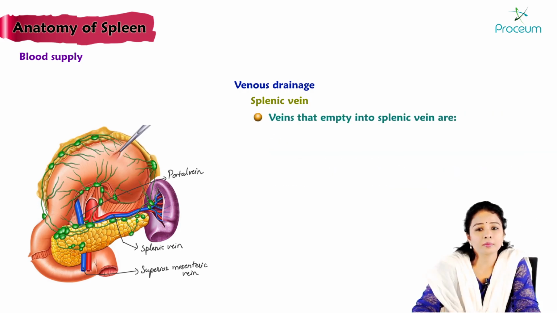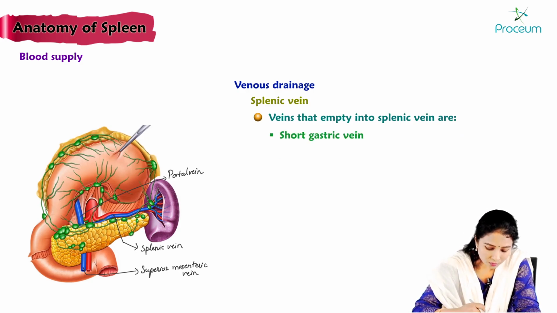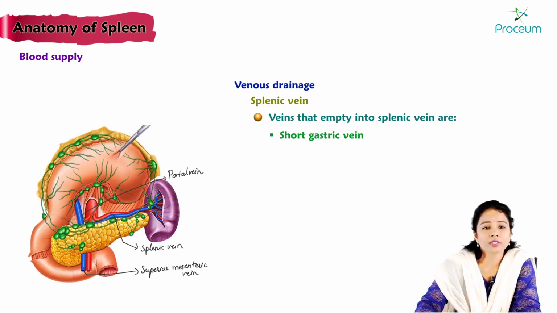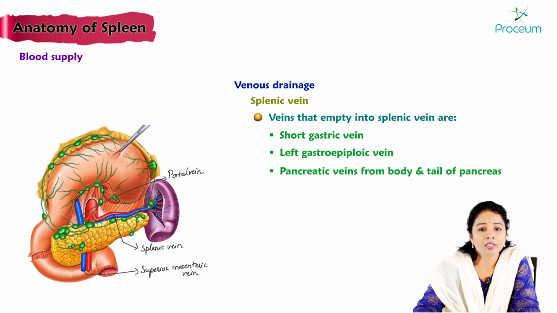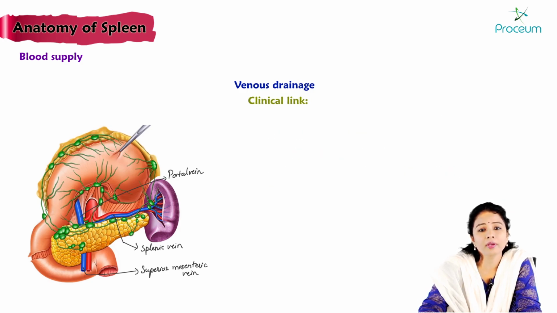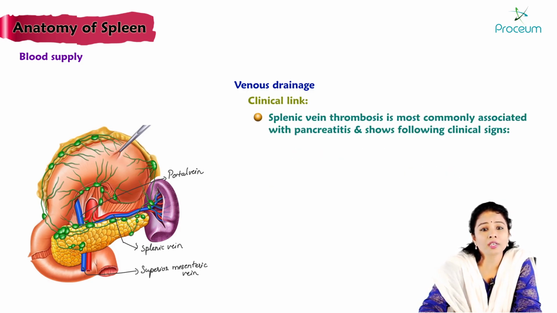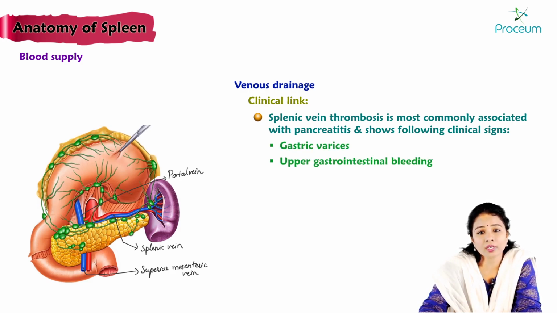So veins that empty into the splenic vein are short gastric veins which are draining the posterior wall of the stomach, and also the left gastroepiploic vein, pancreatic veins mainly from the body and tail of pancreas, and inferior mesenteric vein. Splenic vein thrombosis is most commonly associated with pancreatitis and shows clinical signs like gastric varices and upper gastrointestinal bleeding.